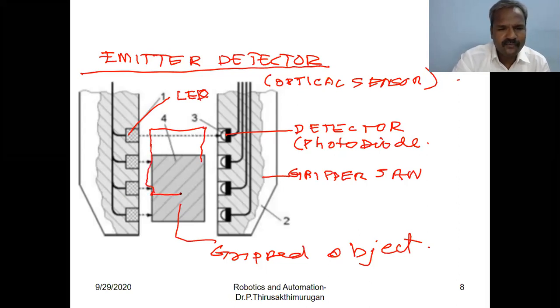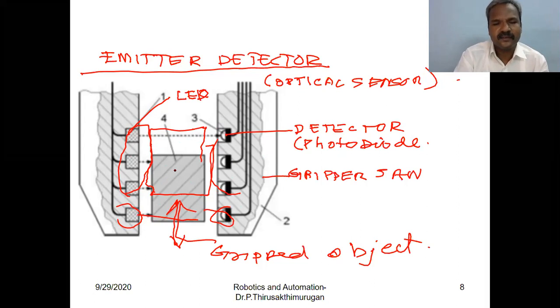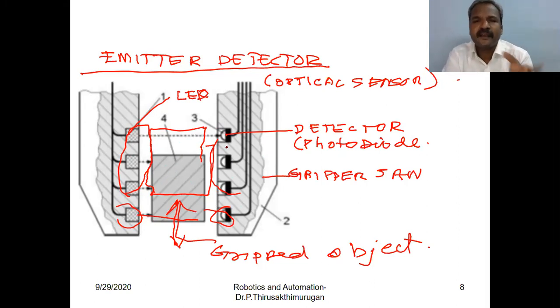Say there is an array of 4 LEDs. When the object moves up, these 3 LEDs' emissions will not be detected by these 3 detectors, whereas this LED alone gets its signal to this photodiode. So depending on the position of the movement of the object, it will give information. It is used mainly for the identification of the object in between the gripper jaw.